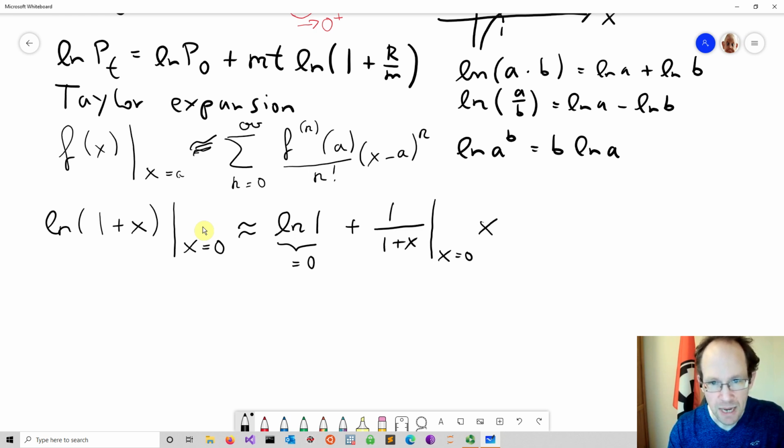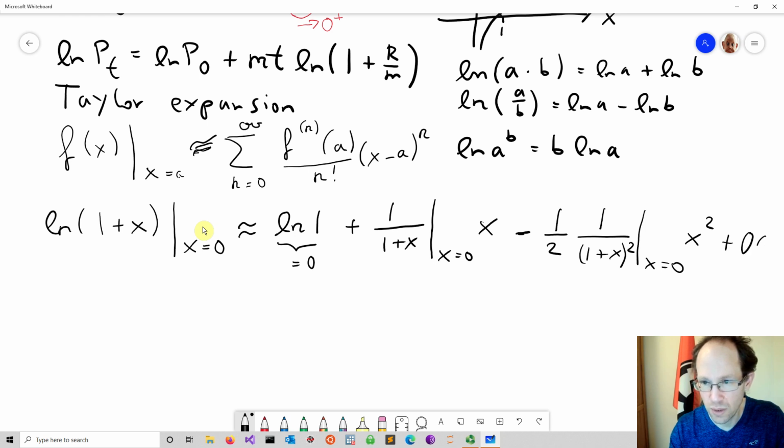And then if I take the second derivative, I would get a minus, and because it's 2 factorial, I would have 1/2, and then 1 divided by 1 plus x to the power of 2, again evaluated at x equal to 0, and then x to the power of 2, and then I get higher order terms, something like x cubed. So these are higher order terms. We are not massively interested in what's happening there.